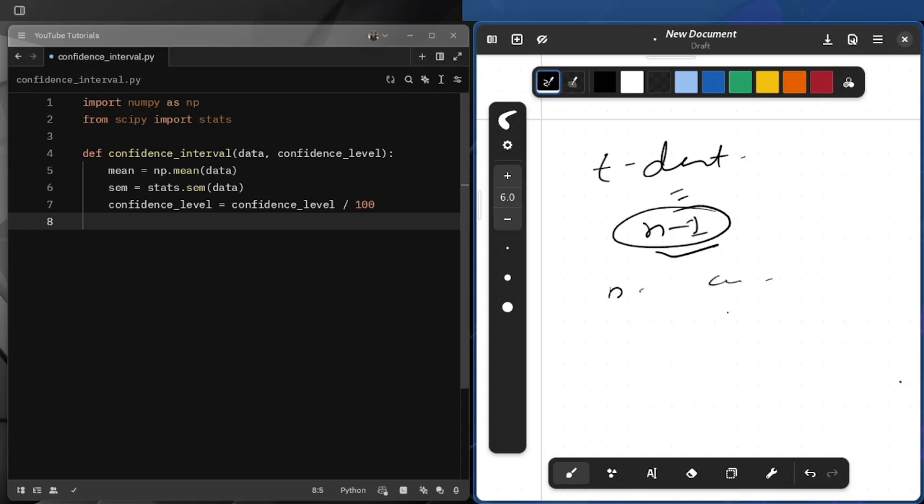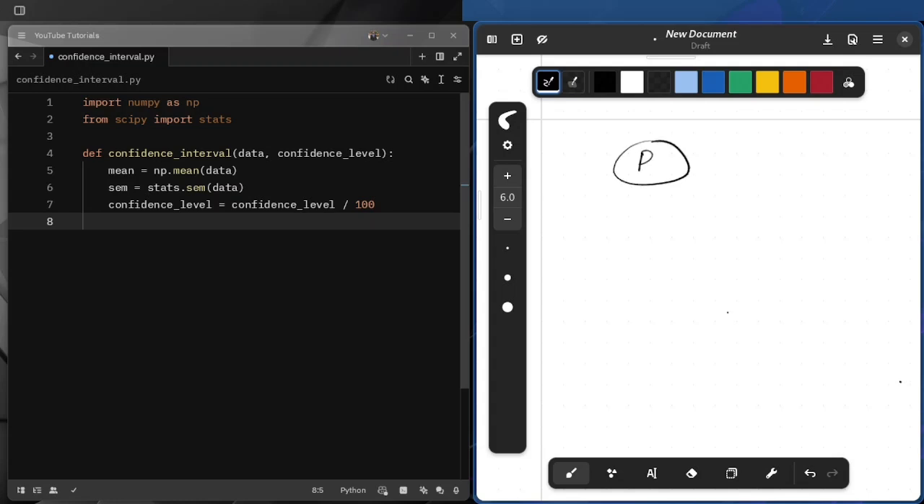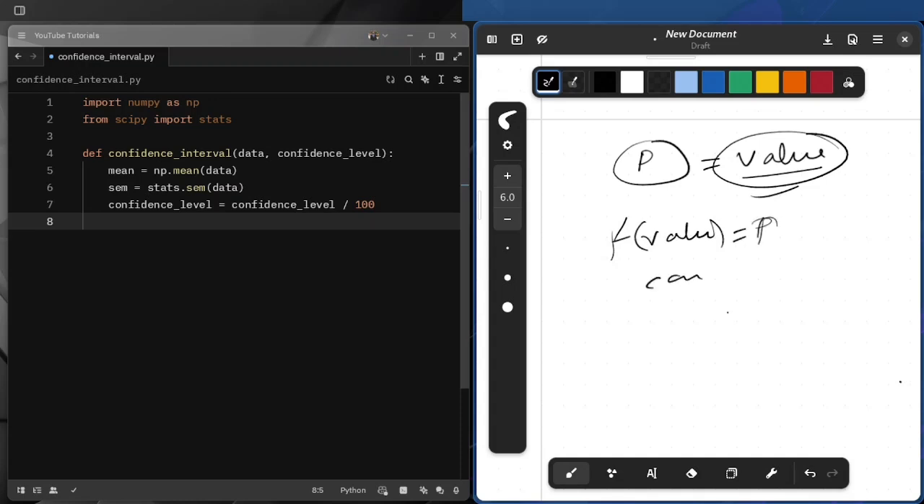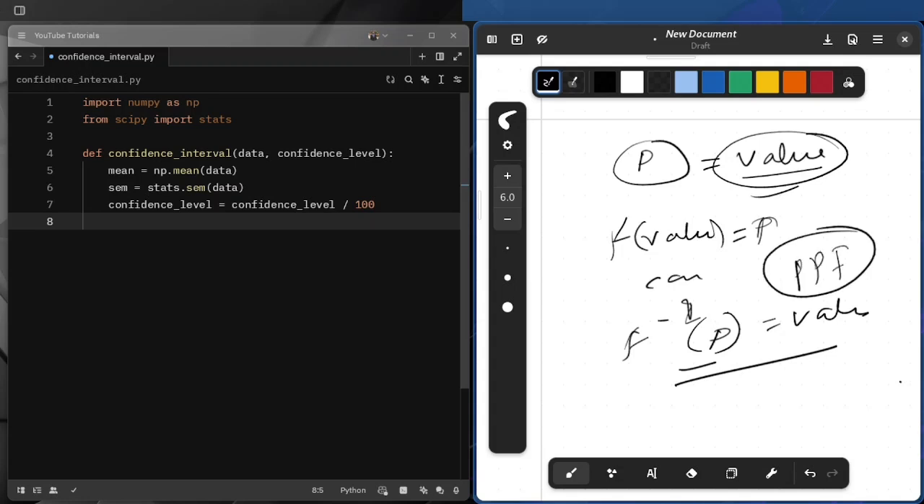Now one thing you need to do is find the value. Since we already have the probability, we want to find the value. What would be the critical value, right? When we have the value, we find the probability, which is given by the cumulative function. But if you invert this function, when you have the probability known and you want to find the value, this is called ppf. Ppf is nothing but percentage point function. It is the inverse of the cumulative probability function, whatever function that you have.